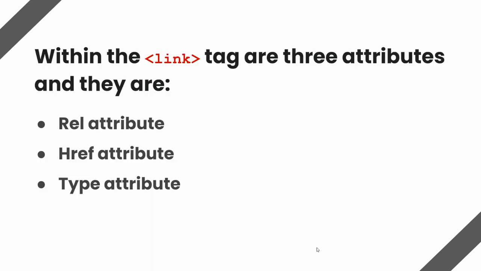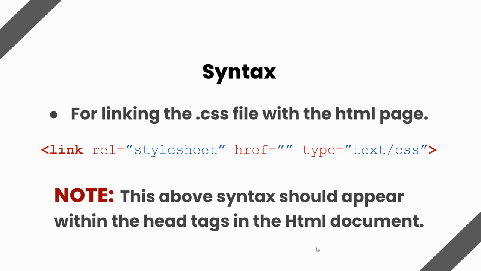So going back to the syntax, you can see that within the link tag we have rel equals stylesheet, and stylesheet is the default value of the rel attribute for a CSS file. This rel attribute tells the HTML document that, look, this particular file that is going to be linked to this document is meant for styling. That means it's a style sheet file. So that's what the rel attribute is all about.